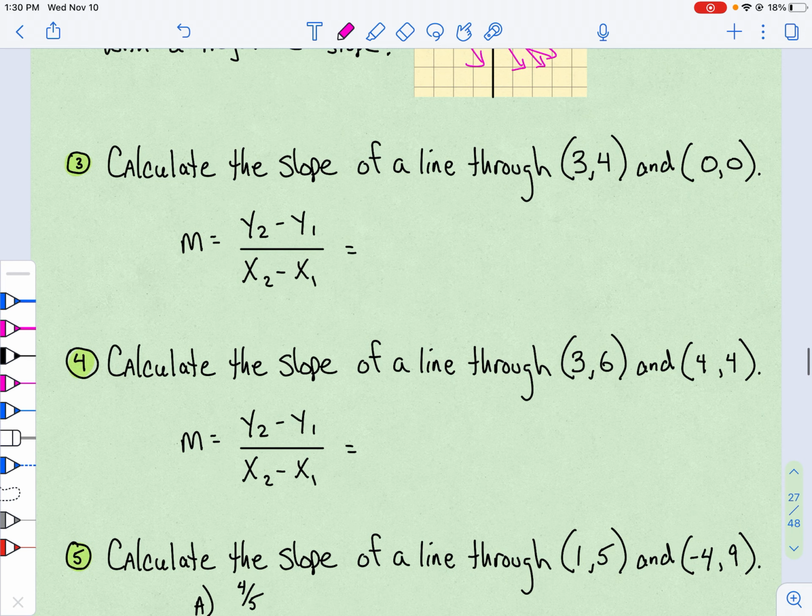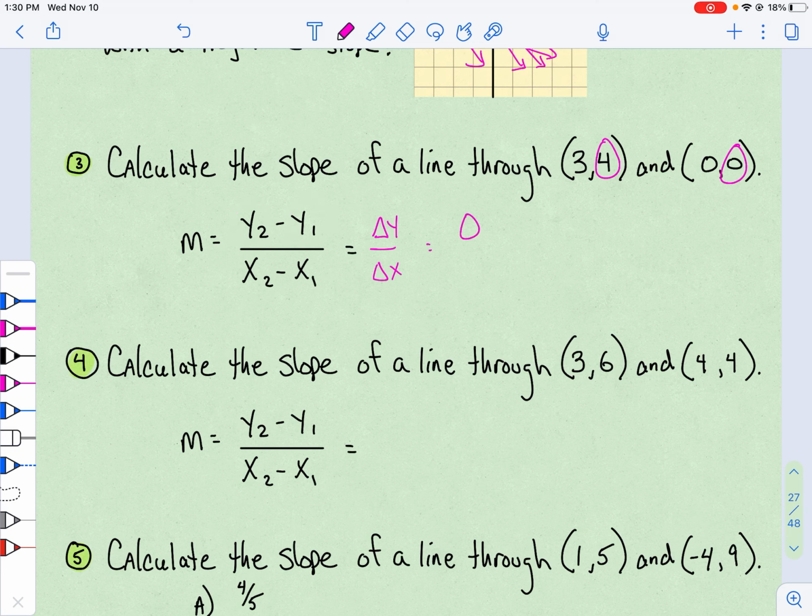Number three, calculate the slope of the line. Now this equation here, this formula, we're going to use a million times. You might hear me refer to it as change in y over change in x because it's faster to say than all of this stuff. Having said that, here we go. My y values are 4 and 0, and this thing tells me to take the second one minus the first one. So I'm going to do that.